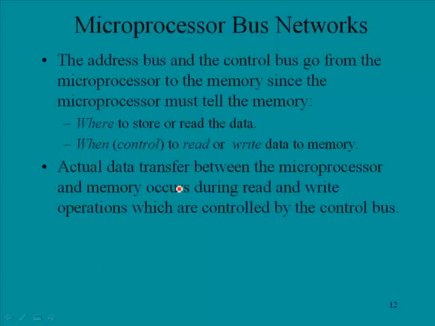Okay, the address bus and the control bus go from the microprocessor to the memory, since the microprocessor must tell the memory where to store or to read the data. Okay, this would be the write and the read operations. It needs to tell it when to read or write data to memory. Actual data transfer between the microprocessor and memory occurs during read and write operations, which are controlled by the control bus.